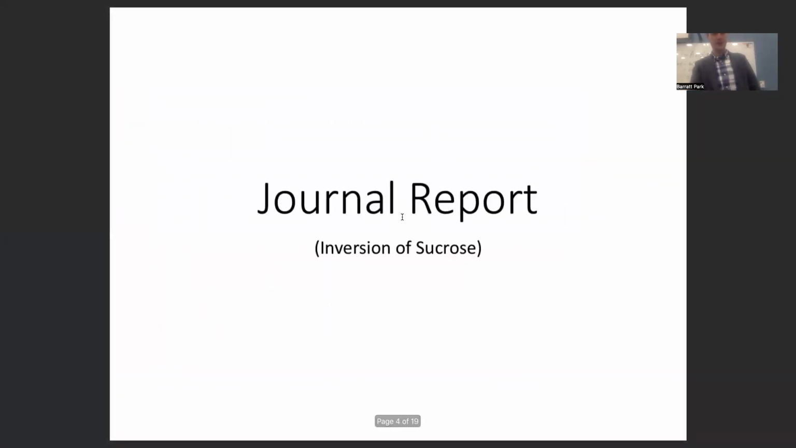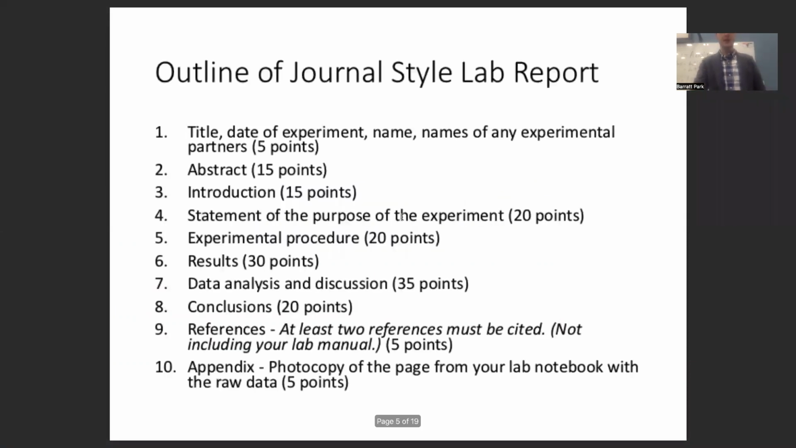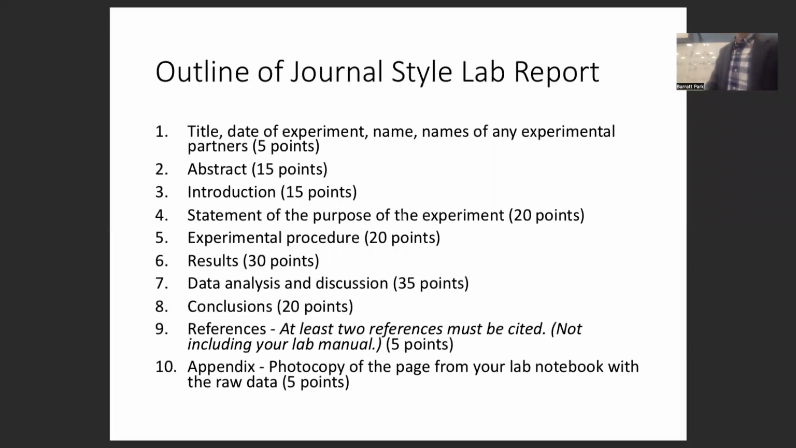Okay, so you're going to do a journal style lab report for the inversion of sucrose. This is worth more points. It's worth 170 points. The rubric looks a little bit different because you need to include some elements that are not included in the short report. So the first part looks the same: title, date of experiment, your names, your lab partner names.